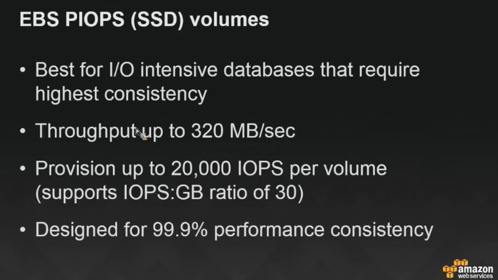And you can provision twice as many IOPS, so 20,000 IOPS per volume. And they have a different gigabyte to IOP ratio of 30 versus 3. So when you really need to drive a lot of IOPS from a small volume or a lot of throughput from a number of volumes, provisioned IOPS is going to enable you to do that. And again, it's designed for 3 nines of performance consistency, enabling you to really build tier 1 solutions on top of PIOPS.